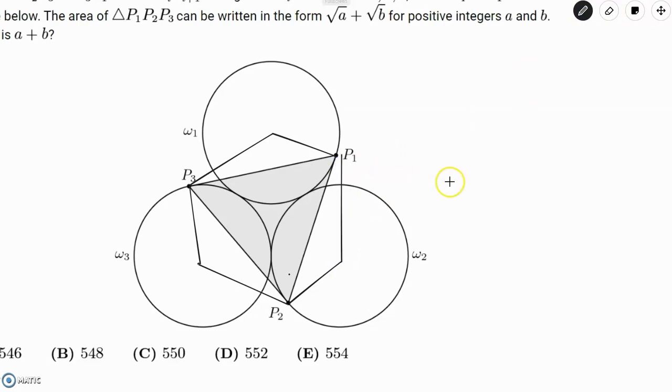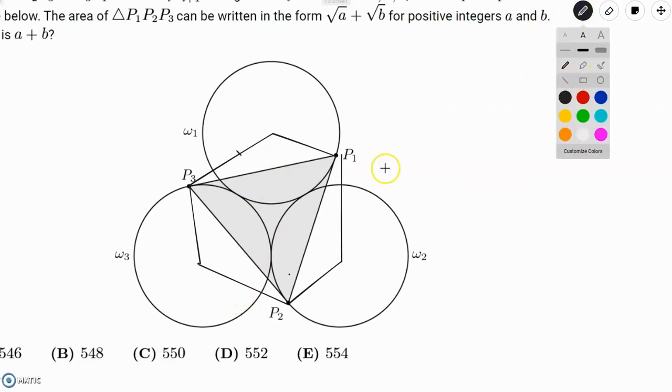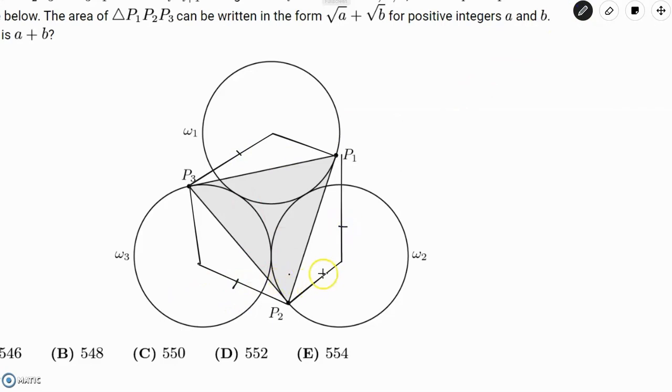And what we see is that these lengths, the opposite lengths of this hexagon that is formed, are very similar. They're actually the same. So these three lengths are the same, and these three lengths are the same. And if you connect the other diagonals of this hexagon, since P3, P1, and P2 are already connected, you'll get another sort of equilateral triangle.